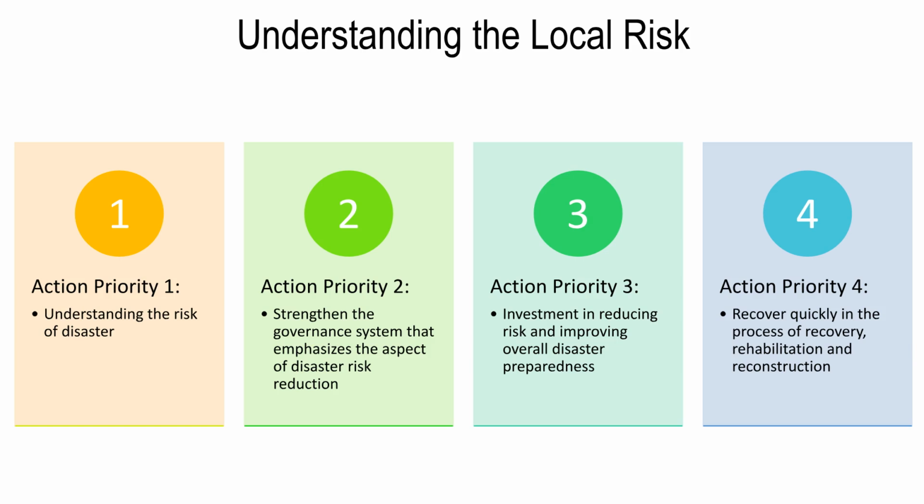Understanding local risk involves 4 key action priorities. Priority 1 is understanding the risk of disaster. Priority 2 is strengthening the governance system focused on disaster risk reduction. Priority 3 is investing in risk reduction and improving overall disaster preparedness. Finally, Priority 4 is recovering quickly through effective recovery, rehabilitation, and reconstruction processes.